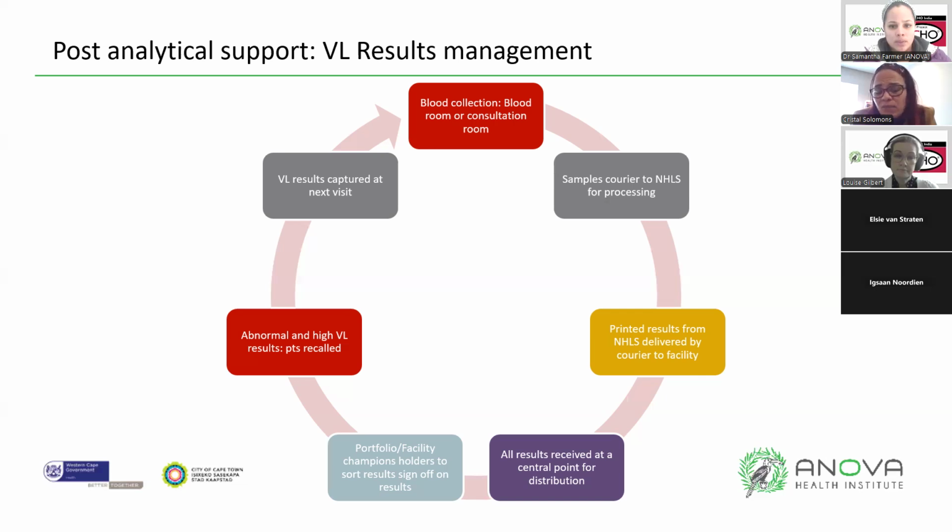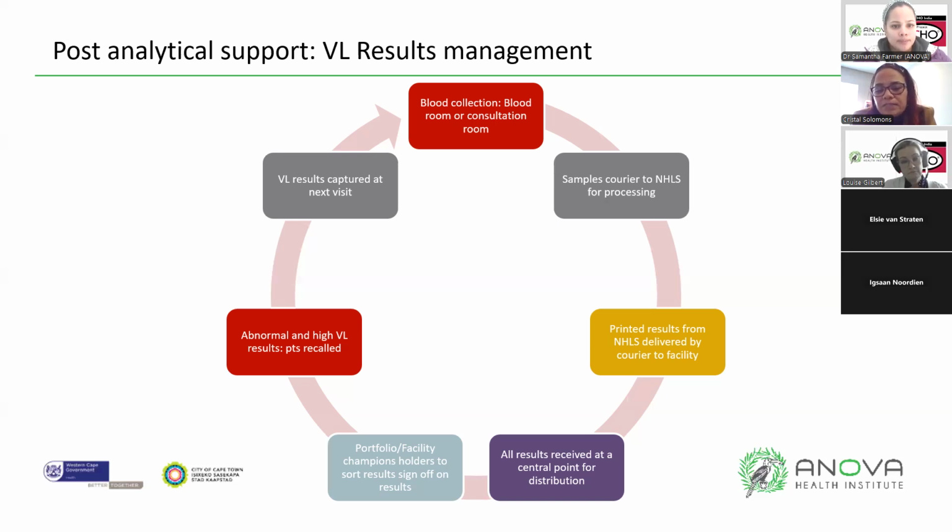So it always starts with the blood collection. It can either be, and I know specifically in the city facilities, they do it in their consultation, and for a lot of facilities, they also have the blood room. It goes via courier to NHLS for processing.